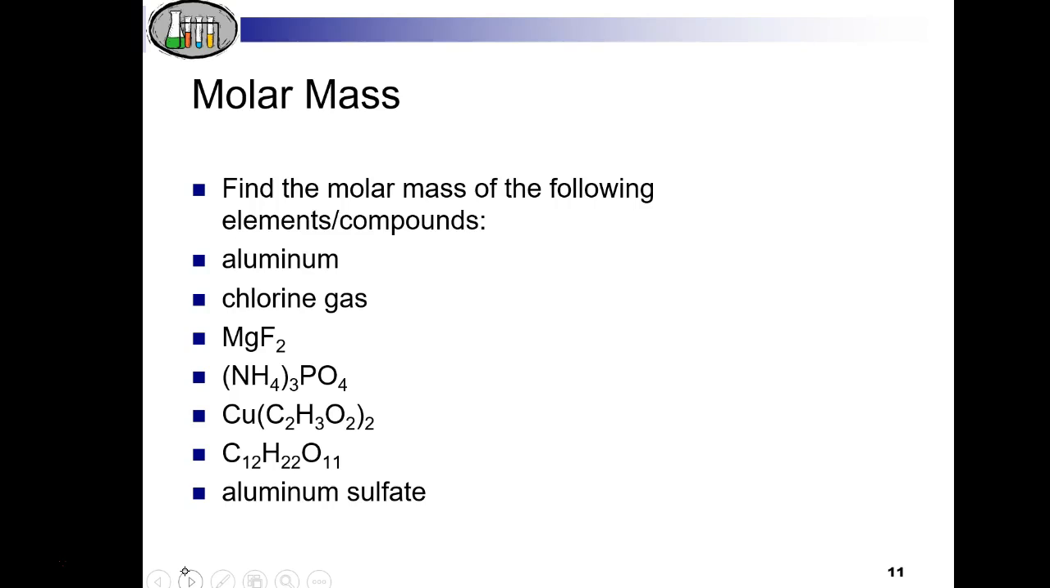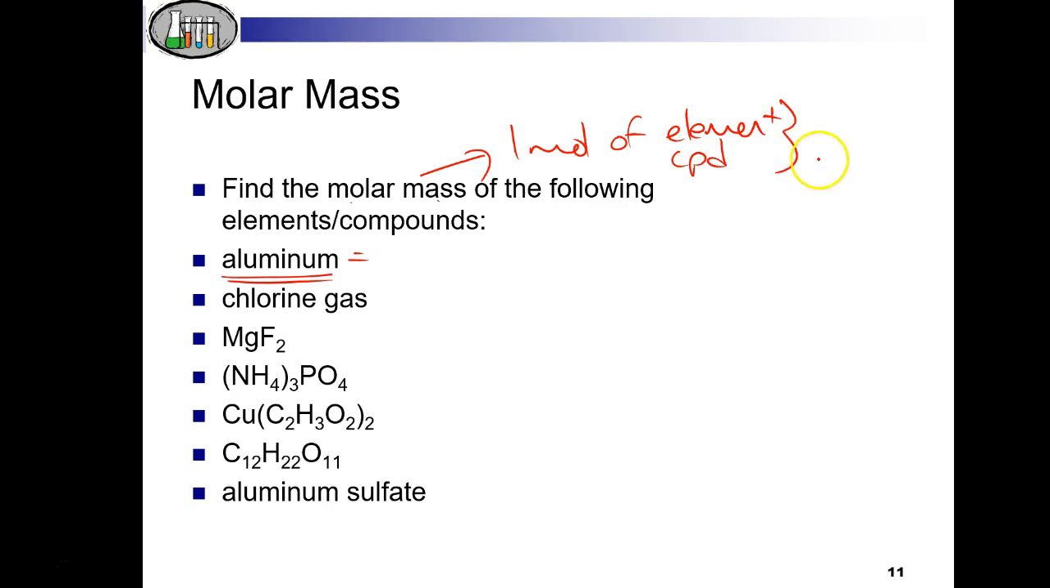So what I want you guys to do is look up aluminum on the periodic table, and we're going to write down its molar mass. That means 1 mole of either the element, if it's an element, or the compound, if it's a compound. We're going to round it to the tenths position. That means I want to see a number after the decimal. That's for sig figs, and we'll talk about that later.